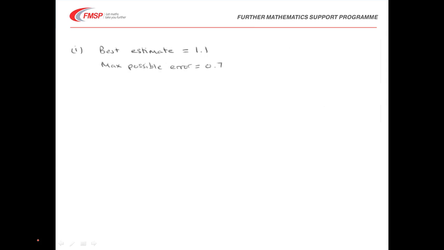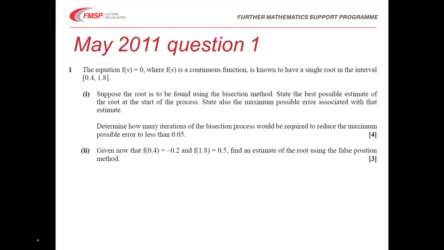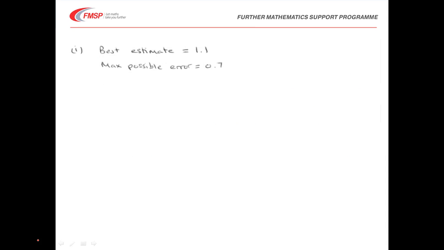The maximum possible error on that is half of the interval. Okay, so the interval from 0.4 to 1.8 is 1.4. So half of 1.4 is 0.7. The other way of thinking about that is 1.1 is 0.7 away from either end. Now, we know that the maximum possible error halves, so we keep halving it until we get lower than 0.05. And to do that, we've halved 4 times, so there'll be 4 iterations needed.